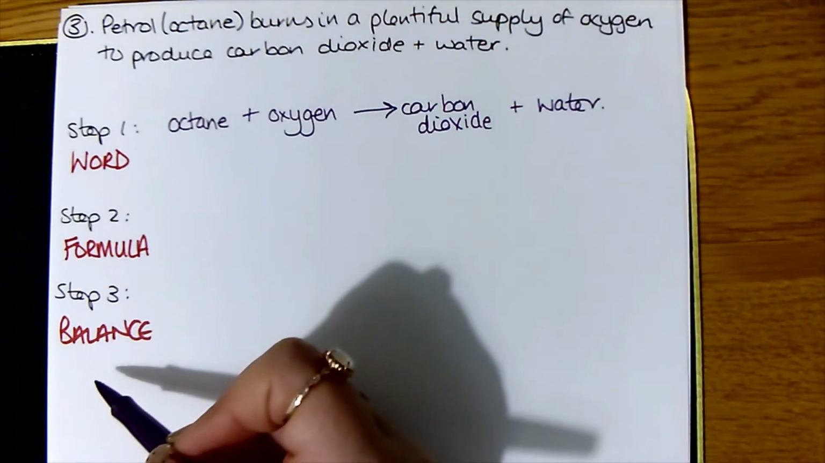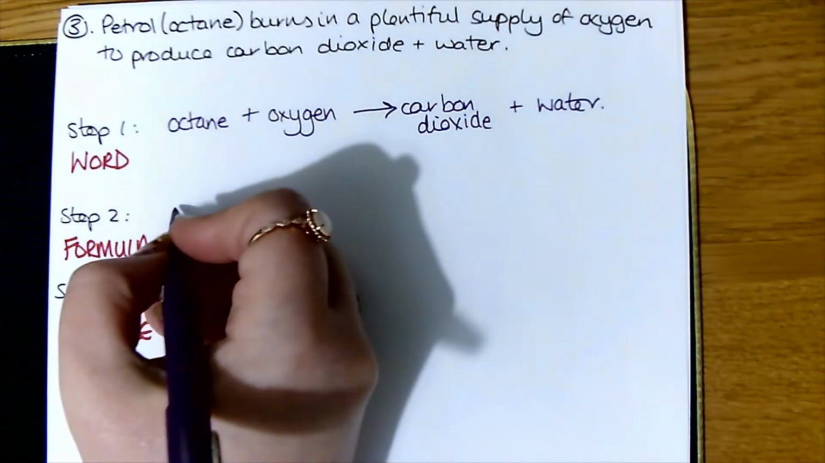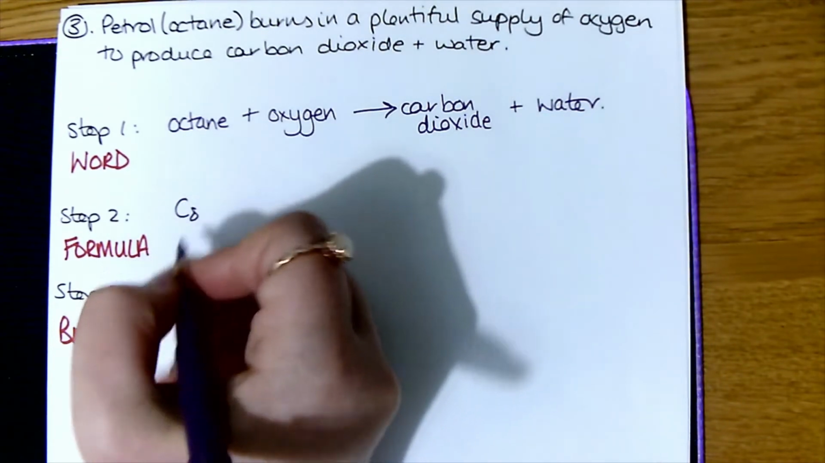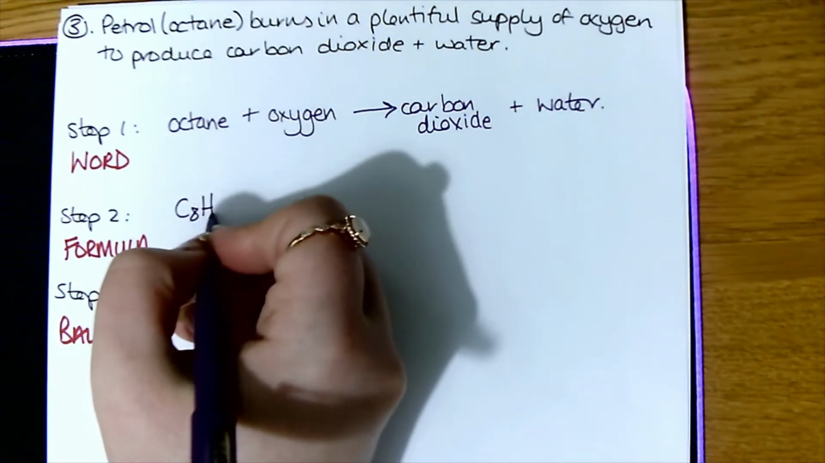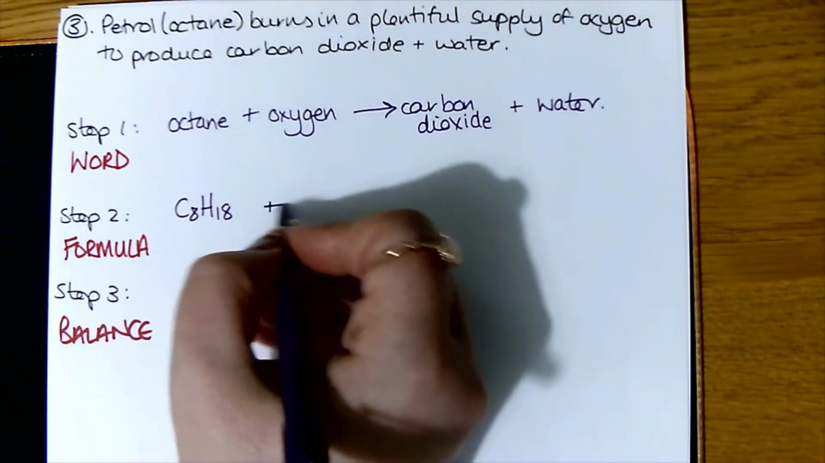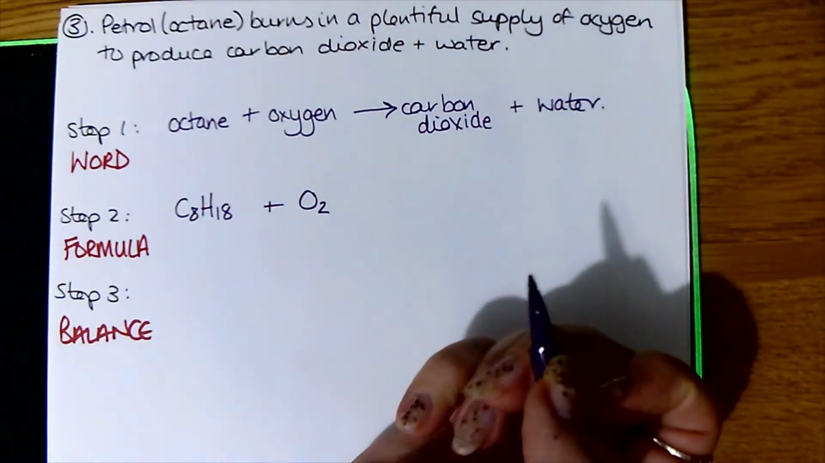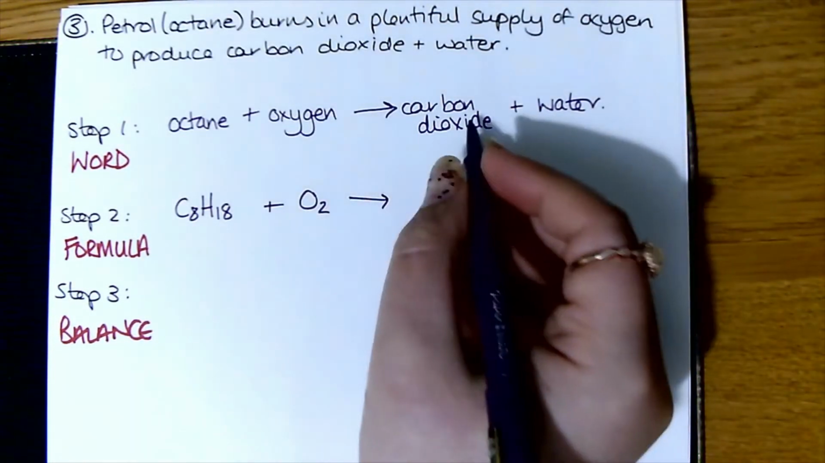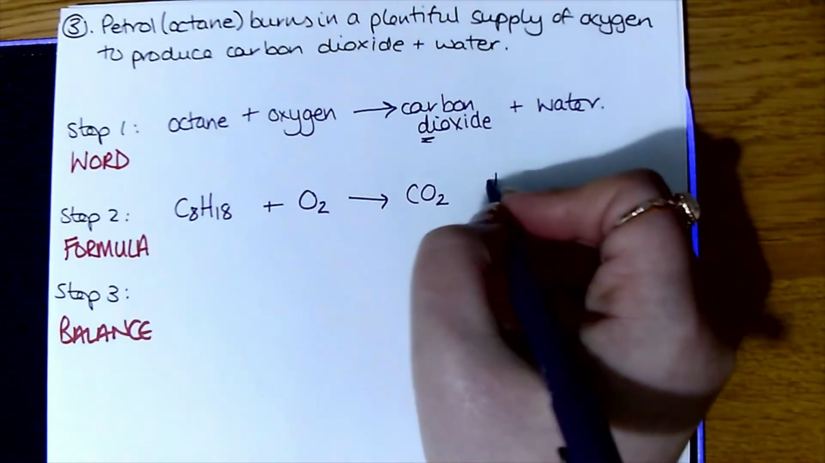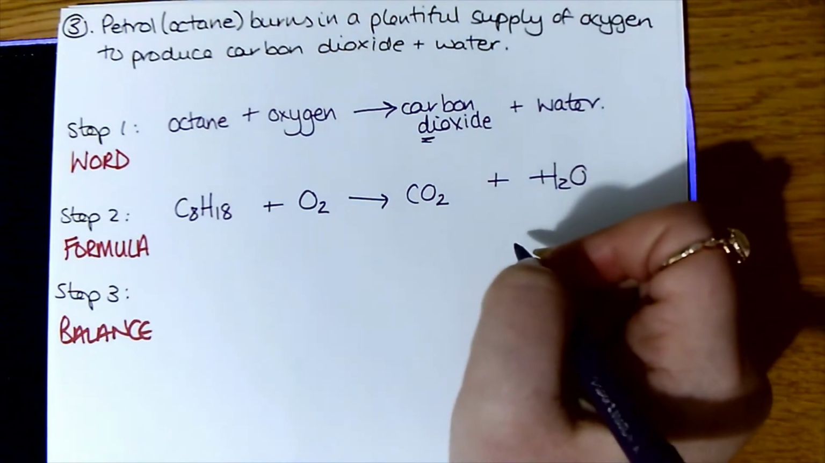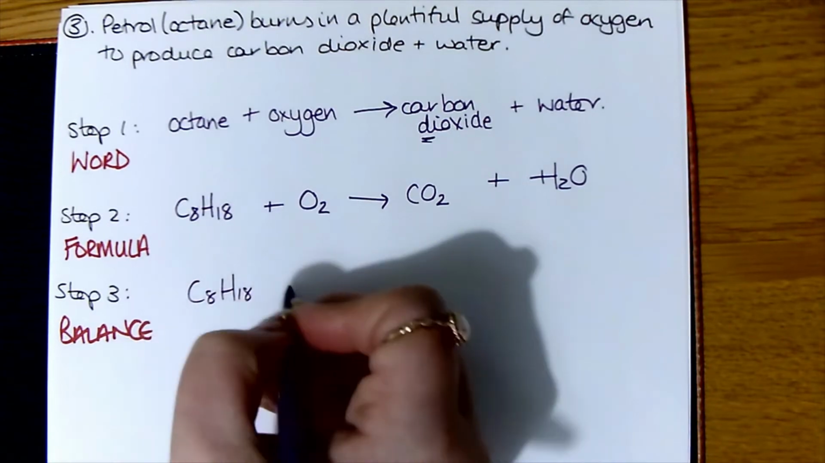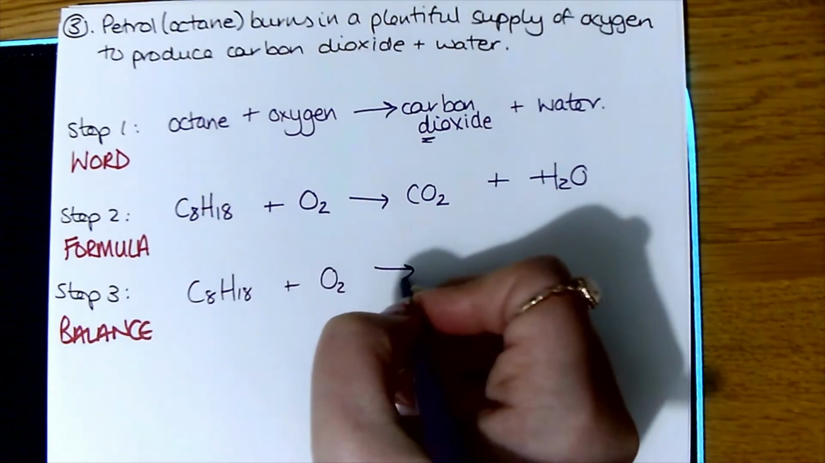Step 2, let's write the formula for this. Octane is an alkane, it's a hydrocarbon, it has 8 carbon atoms and 18 hydrogens. Oxygen is a diatomic element, so it's O2. Carbon dioxide, it's got a prefix in there, so we know it is CO2. And water, we know the formula to be H2O. Let's rewrite this and balance it.